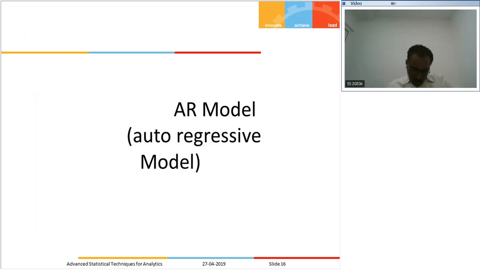Welcome back. The first model is the AR model, the auto-regressive model, as we call it.